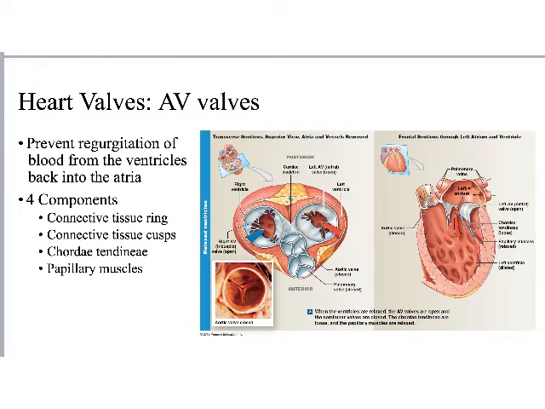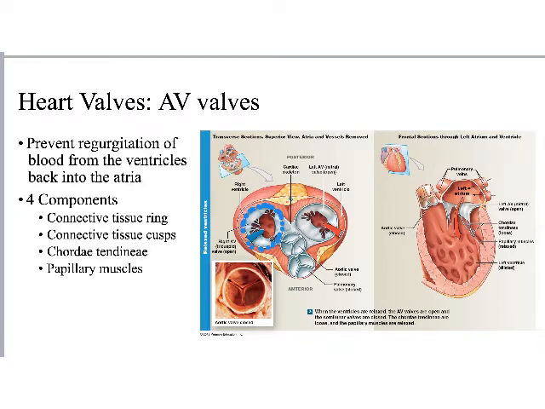Okay, so let's talk just briefly about the valves. The AV valves, remember those are the ones between the right atrium and right ventricle and the left atrium and the left ventricle, the tricuspid and mitral valve. So these are different from the semilunar valves structurally. So let's just talk for a minute about how they are formed. You do have a connective tissue ring, and you can see that here in the picture, that kind of anchors the valve to the surrounding muscle. It gives the valve structure or support.